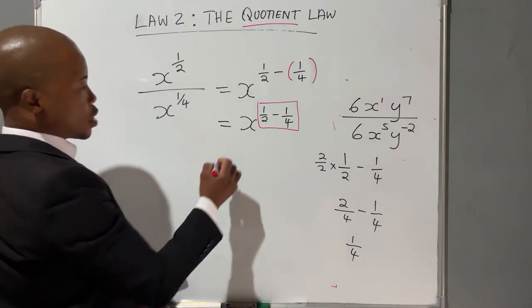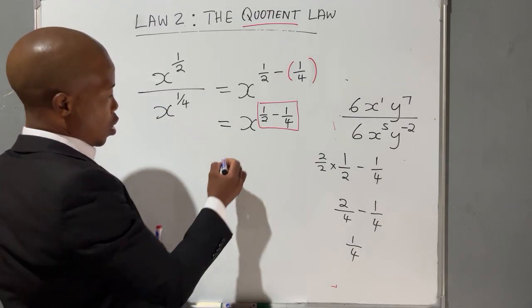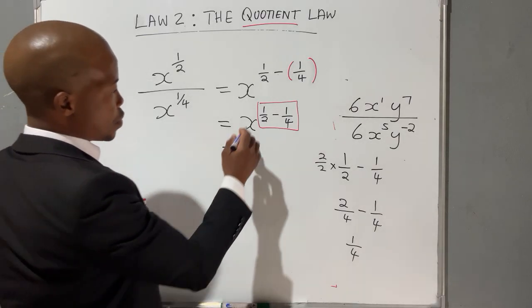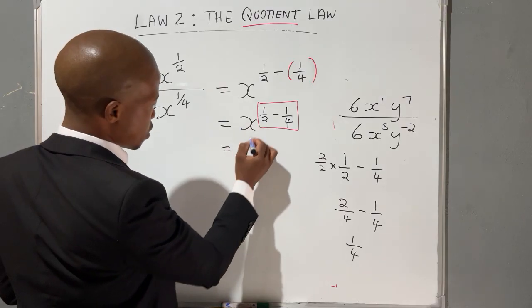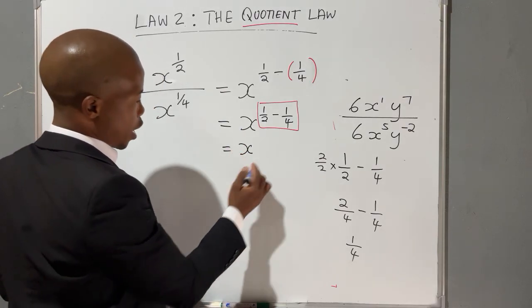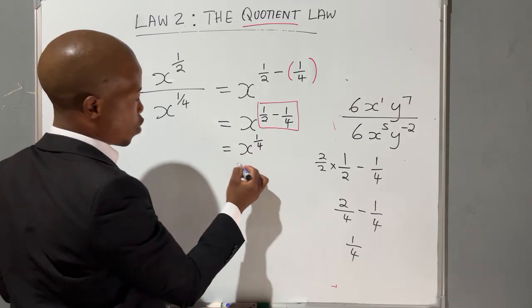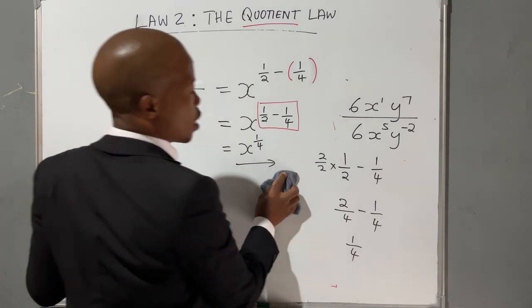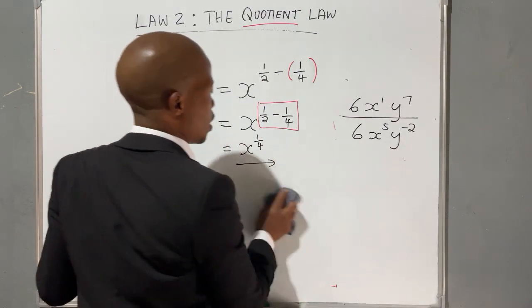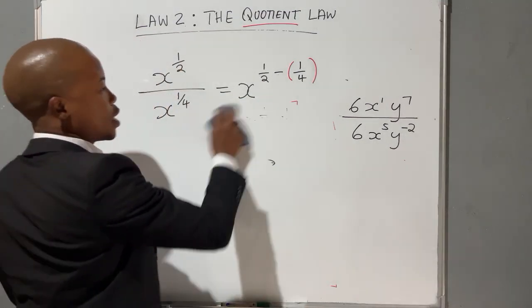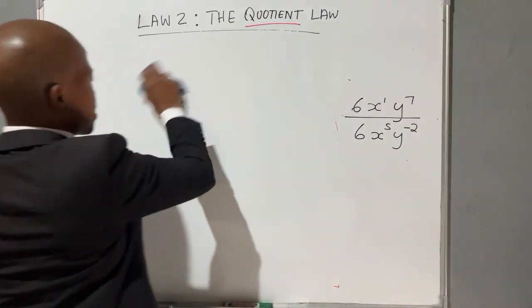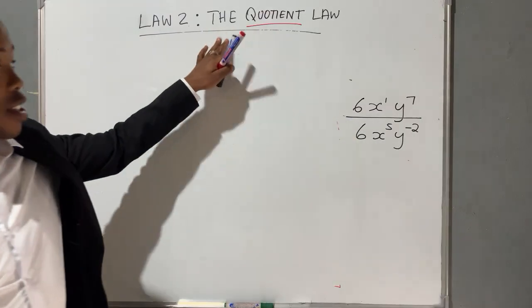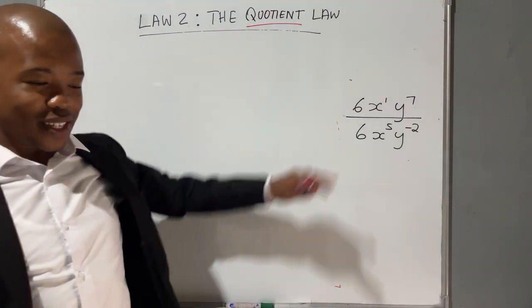Right? So in this case, we are going to have x to the exponent 1 over 4. Right? We're still going to do that. That is how you could do it. Right? Now, let's try to solve this. Now that we've learned the quotient law, let's try to solve this.